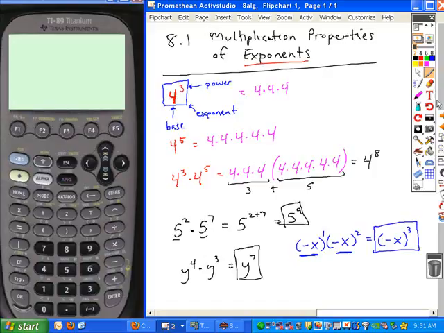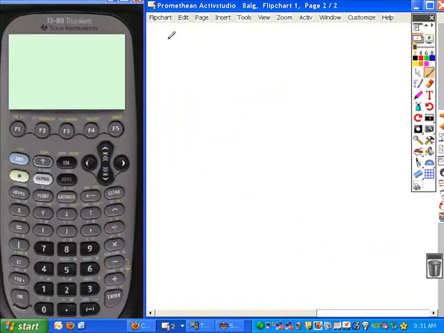The general rule for this property is the following. If you have a to the m times a to the n, two exponents with the same base, you're going to add their powers. This is referred to as the product of powers rule.